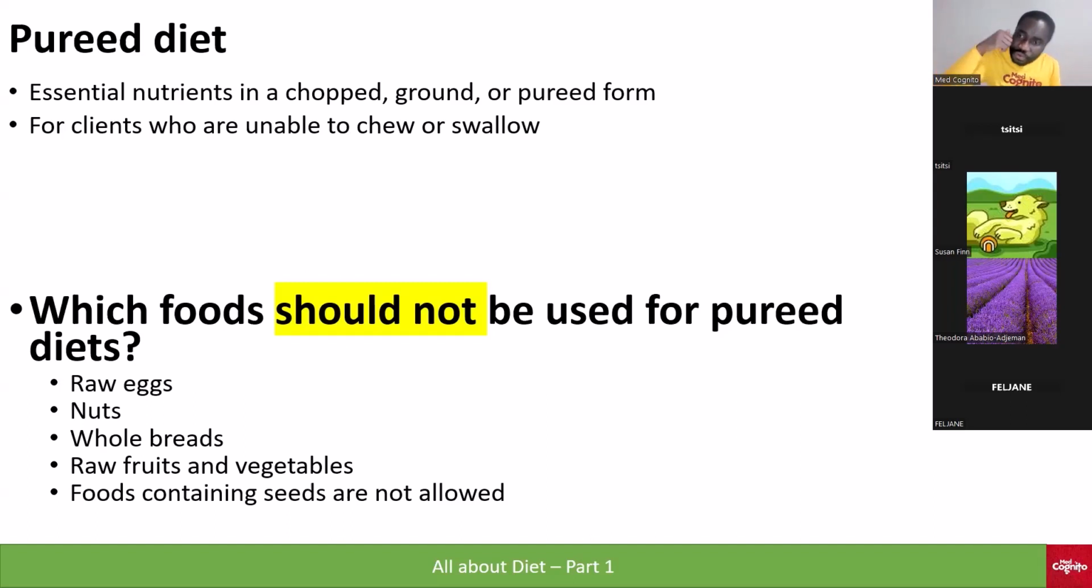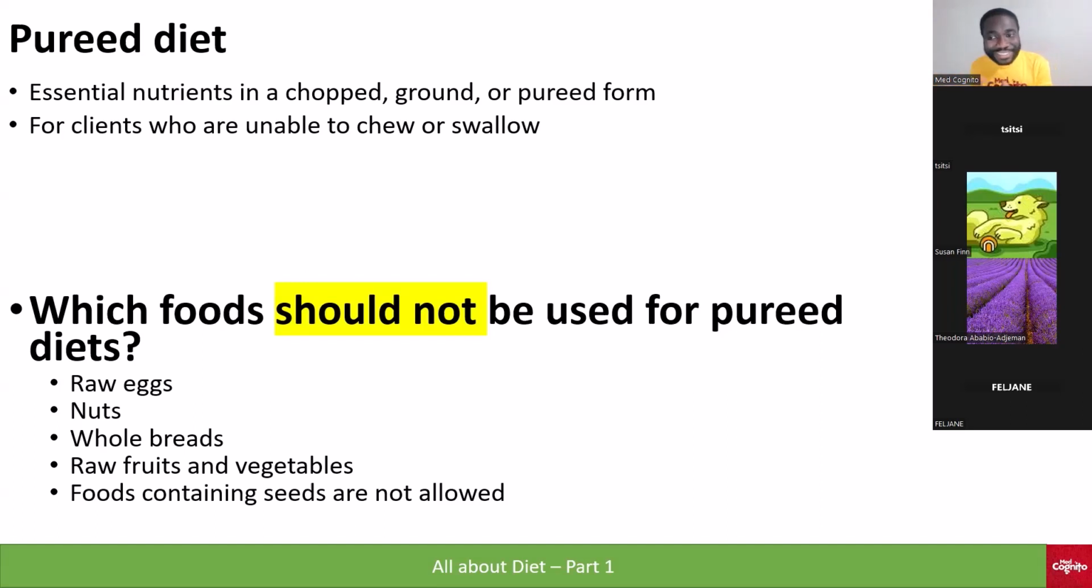Number one, raw eggs. Don't use raw eggs for pureed diet. Number two, nuts. Because in as much as you want to blend it at times, there may be some consistencies which the client may aspirate. Number three, whole bread. Number four, raw fruits and vegetables. And number five, foods that contain seeds. These are the foods you don't want to use in a pureed diet.